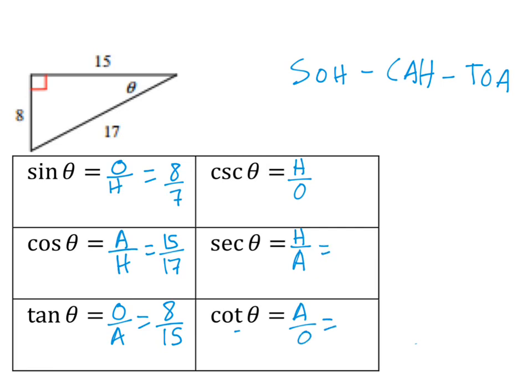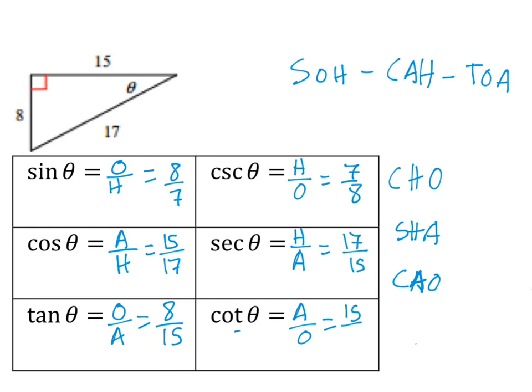Oh, by the way, the full names of these are cosecant, secant, and cotangent. Forgot to put that. Which makes the fun acronym of CHO, SHA, and KO, which I find the last one a lot of fun. Anyway, so these are 17/8 and 17/15 and 15/8.